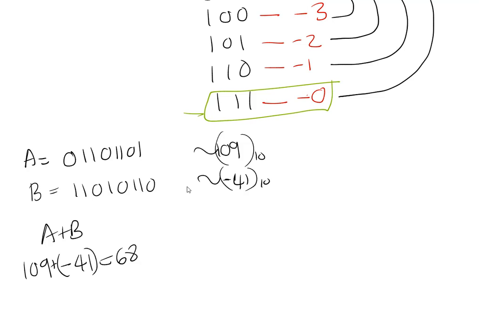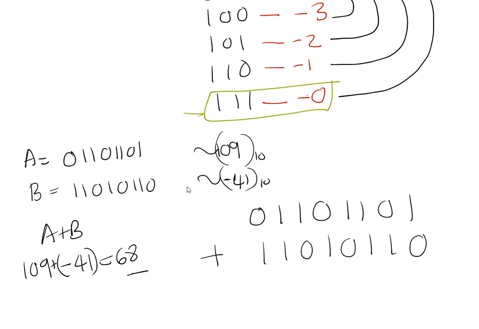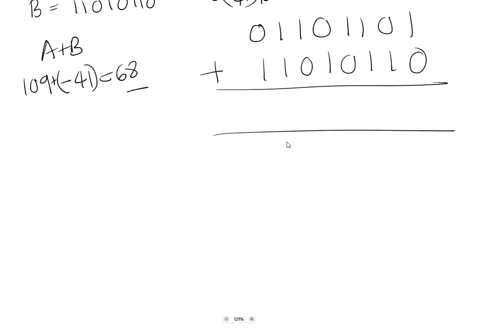So I'm expecting to get 68 if I add these two things together, because there's a plus over there. Let's actually see what will happen. I want to get a 68. So how do we do addition? From the number systems lectures, you remember how to do addition. So it was 0 1 1 0 1 1 0 1, that's our A. Let's add the B to it. Let's now add these two together and see what happens.